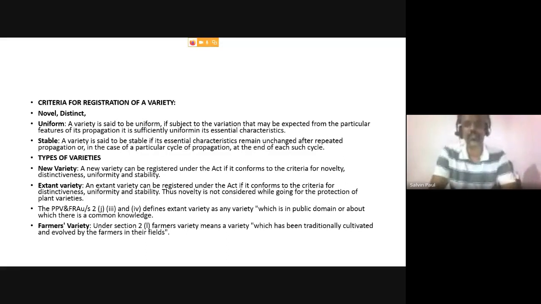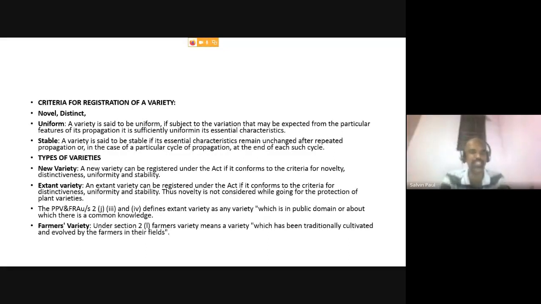So maybe this uniformity is demanded in the particular generation, because in subsequent generations there are a lot of mutations and changes that happen. Now there are three types of varieties available for registration: the new variety, especially made by the plant breeders, then the standard variety, these are existing plants that are discovered and made through human intervention for advancement.